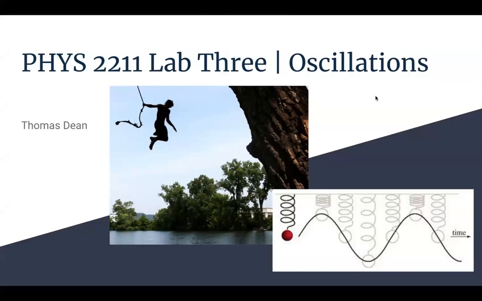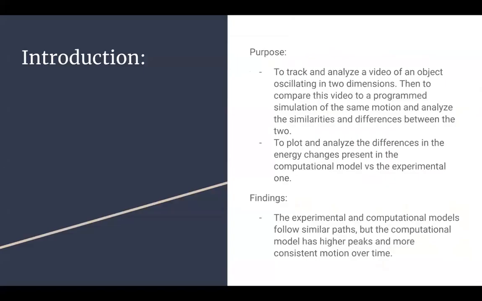Alrighty, welcome back. So this is lab 3 for physics 2211, and this is about oscillations. So just an introduction here. The purpose of the lab is basically to track and analyze a video of an object oscillating in two dimensions, both the x and y dimension. And then we're going to compare this to a program simulation that we write to model the same thing, but just without the error of it being a human lab.